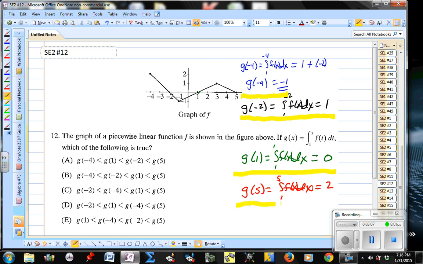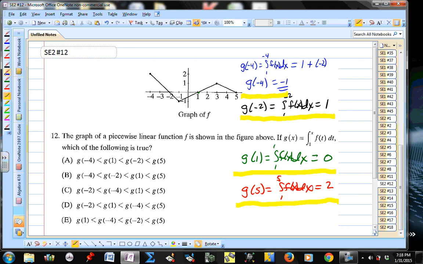We could have thought about this more conceptually, but by cranking out these values, we can see that the least value, or the lowest value in this list, is negative 1. So g of negative 4 is the least value. The next lowest value is 0, which is g of 1. The next lowest value is 1, which is g of negative 2. And the greatest value is 2, which is g of 5. This matches option letter A.